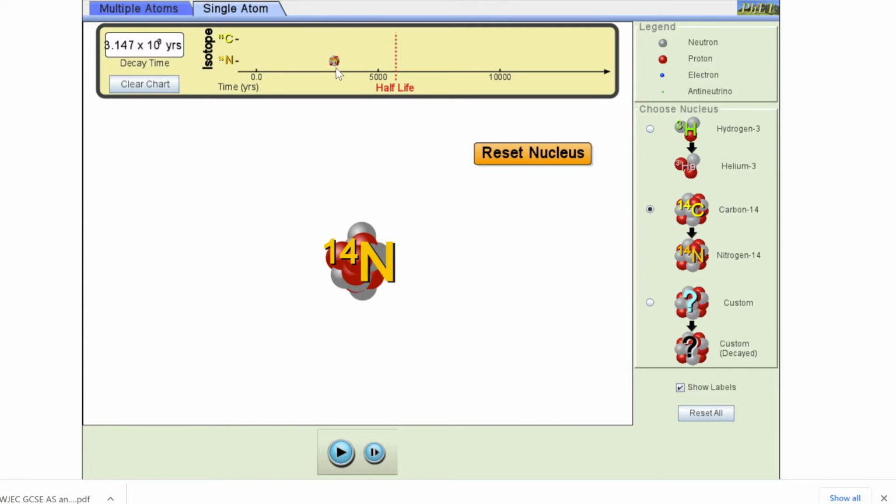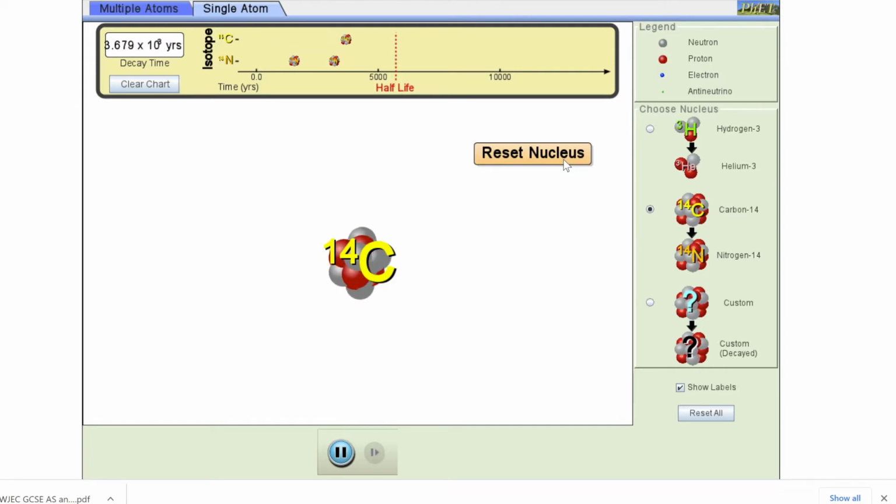Now, look, that decayed on, it's not quite 5,000 years. It's 3.147 thousand years, which is a strange way of showing it using significant figures. So 3,147 years, that particular atom decayed. If we did it again, reset the nucleus, this time it's decayed at a different time, 1,500. Look, it's a random process.